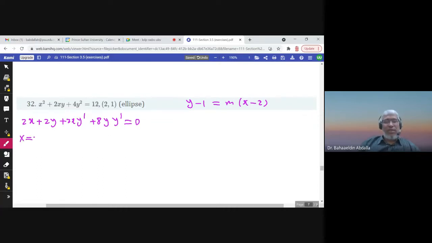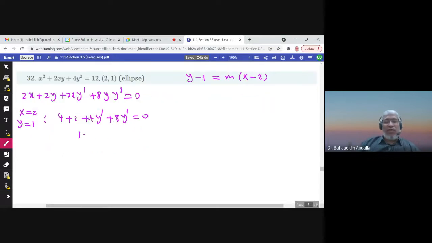Good. x is 2, y is 1. 2 times 2 is 4. 2 times 1 is 2. x is 2, 4y prime. y is 1, 8y prime. So I have 12y prime, 4 plus 8, and this is 6. Take it to the other side. So y prime is negative 6 over 12, or negative half. So this is the equation of the tangent line.